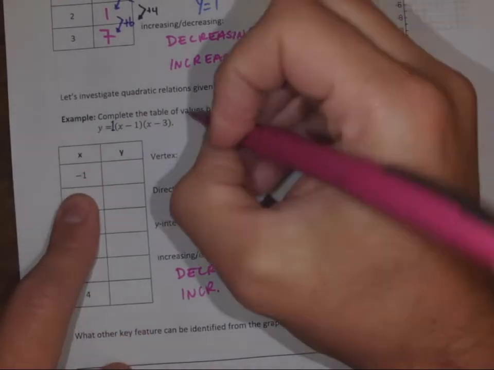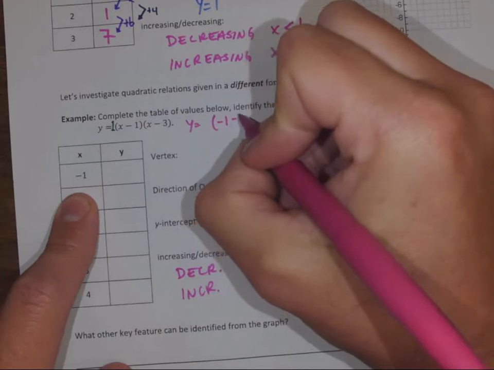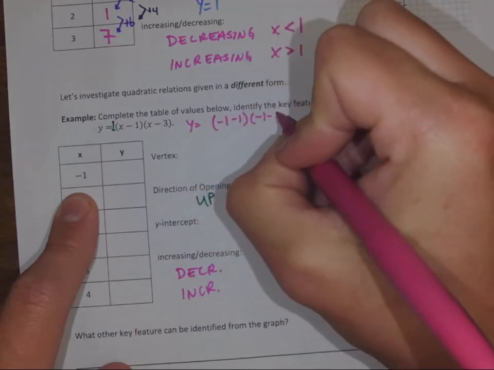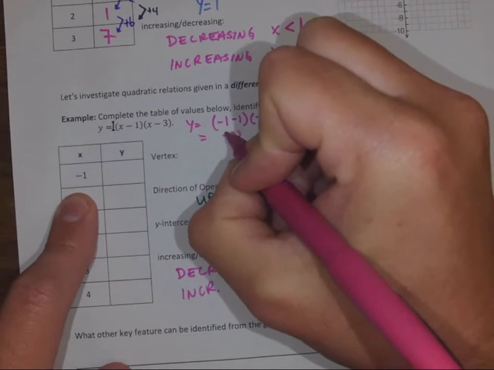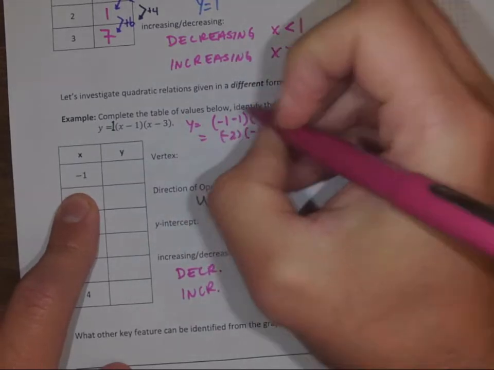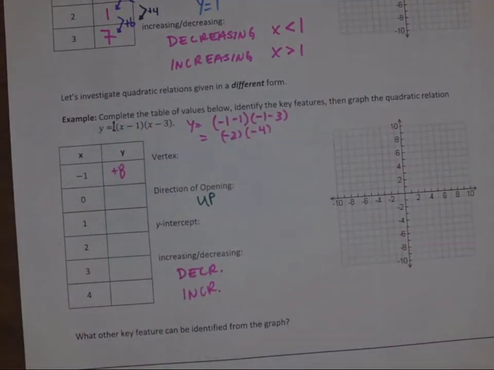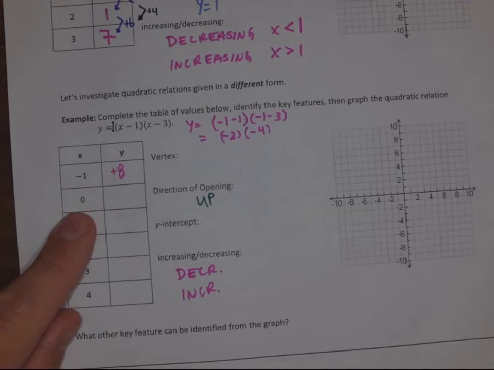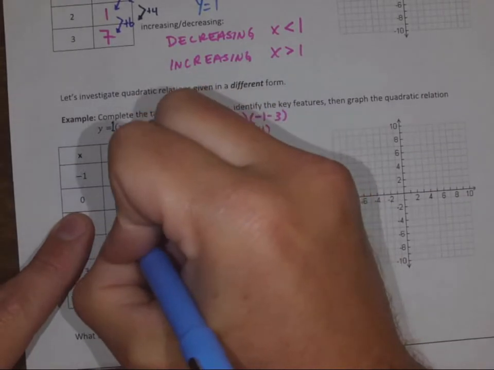Now, I'm going to still do the same thing. I'm going to substitute in what is y worth when x is -1. -1 take away 1 is -2. -1 take away 3 more is -4. -2 times -4 is +8. So I'm going to continue along this way. I'm going to sub in and solve. I'm going to do it in my head, I've already done it ahead of time so that I know.